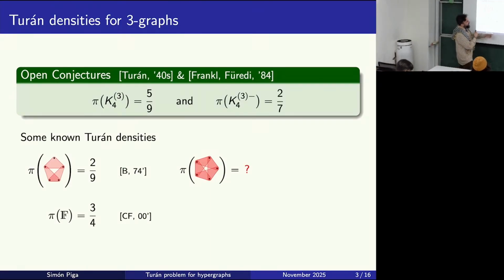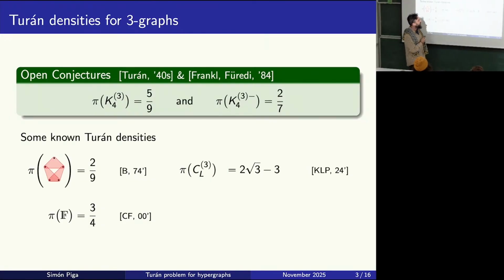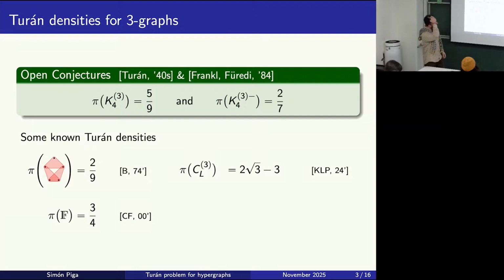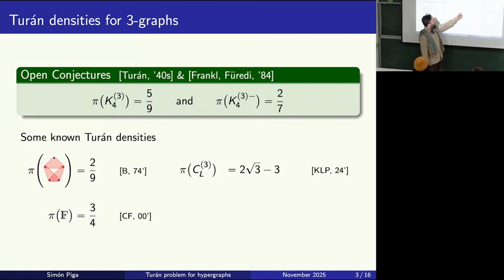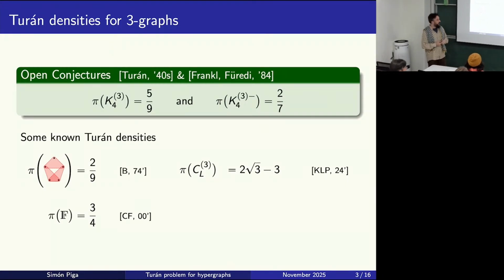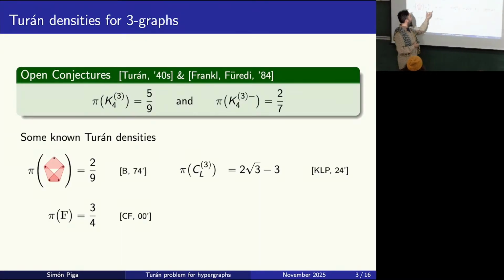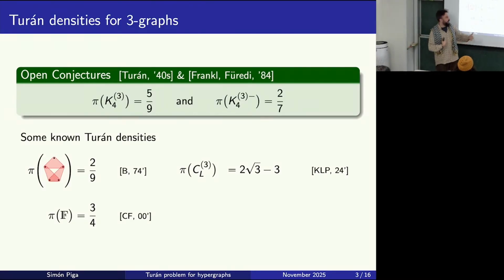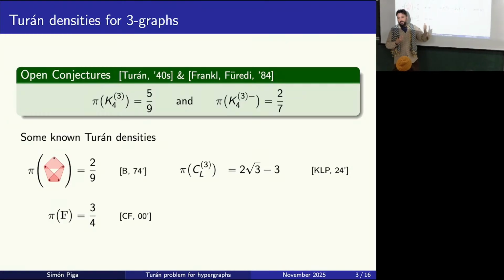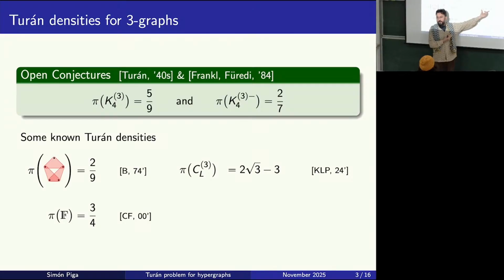And the Turán density for C5 itself we don't know. For 5 vertices we don't know exactly, but relatively recently it was proven that the Turán density of a sufficiently large cycle is 2 times the square root of 3 minus 3, so a fairly irrational number. The extremal construction is an iterative construction that repeats itself, and of course if it is finite it can never achieve this number, but it converges to this number.